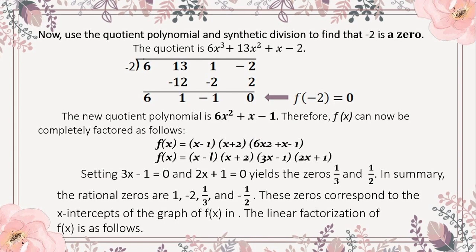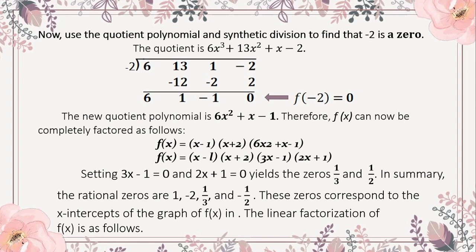So now we are going to use the quotient polynomial and synthetic division to find that negative 2 is a zero. Another one is negative 2. Negative 2 is also one of our possible rational zeros. So our quotient, 6x cubed plus 13x squared plus x minus 2, is the one we are going to use in testing that negative 2 is a zero. So we have negative 2 as our divisor, and our coefficients from our quotient are 6, 13, positive 1, and negative 2.